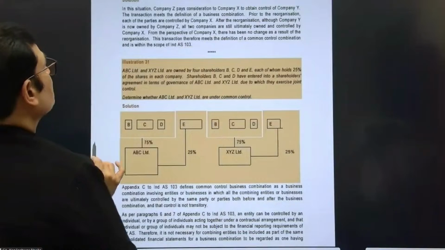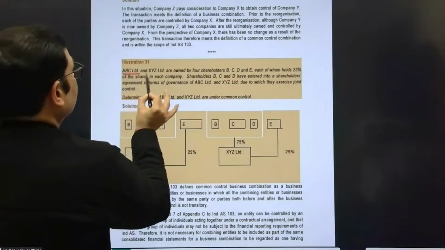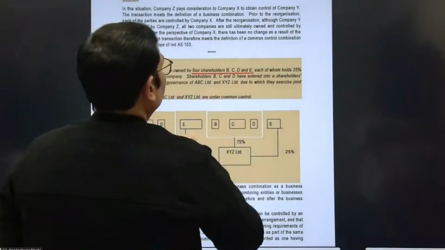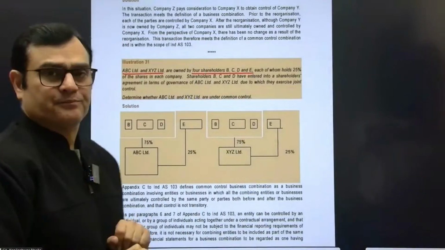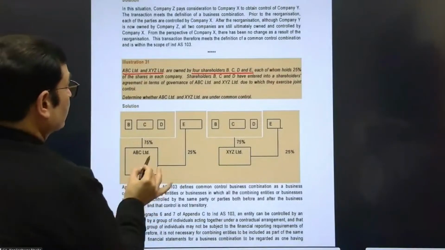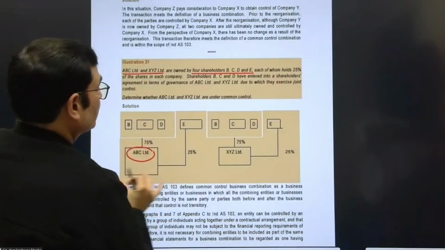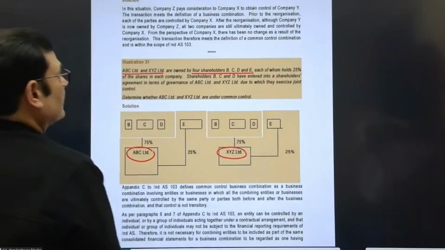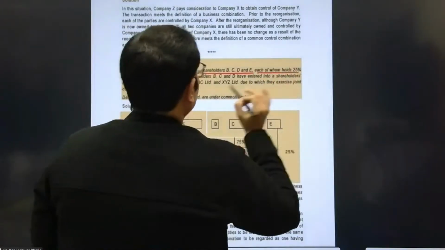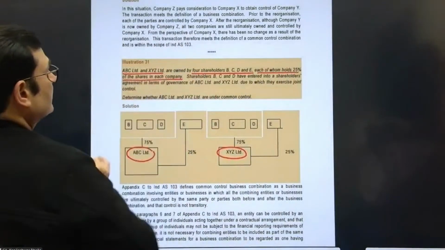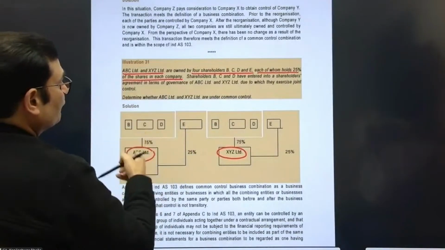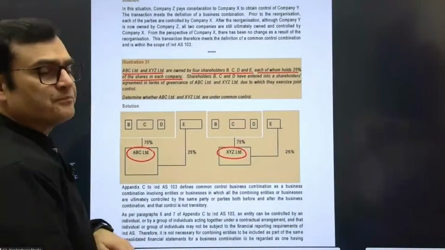It says in this particular case, ABC and XYZ are owned by 4 shareholders, B, C, D, and E. So there is a company ABC Limited and XYZ Limited, and they're owned by 4 shareholders, each of which has got 25% shares in each company. So B, C, D, E, everybody has got 25% shares in both the companies.